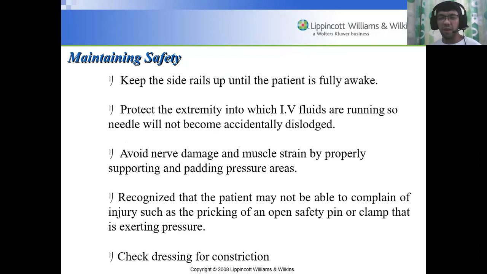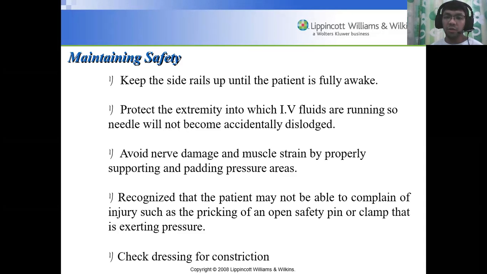That's one of the most common problems at the ward or at certain units at the hospital. Dislodgement of the IV line. So it is an additional task, additional burden to reinsert the IV line again. So we should be very, very wary of the IV line of the patient because they can cause dislodgement of the IV needle. Avoid nerve damage and muscle strain by properly supporting and padding the pressure area, especially if the patient is going to stay at the hospital for a long time.